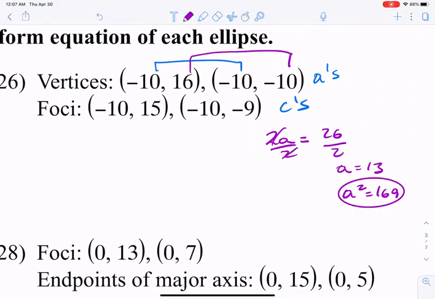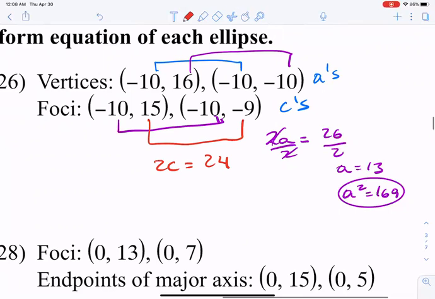Okay, that's that. Now, I need to find out the C's. So again, the C's, let's check what's fixed. These guys are fixed. So what's moving? These guys are moving. So I can find 2C, right? 2C equals what? Well, from negative 9 to 15. How many units are from negative 9 to 15? 24? From negative 9 to 0, 9 units, right? And from 0 to 15, 15 units. 15 plus 9 is 24. Now you divide by 2 and you get C equals 12. Now if you square it, you get 144.